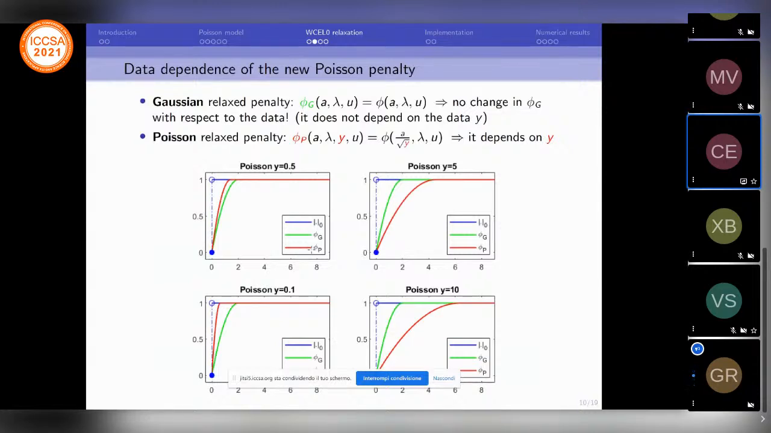In the Gaussian case, the penalty phi_G can be plotted by the green curve, which is the same independent of the intensity of the data y. In the Poisson case, you see that the penalty term changes its shape, its behavior, when the data has more intensity. At 0.5, it approximates the zero norm better than the other case. Otherwise, it is much more relaxed.